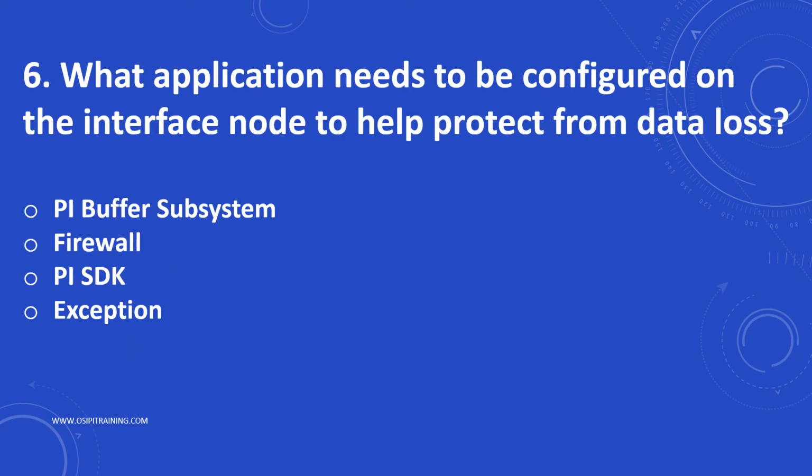What application needs to be configured on the interface node to help protect from data loss? So the options are PI buffer subsystem, firewall, PI SDK, exception. The answer would be PI buffer subsystem, which should be configured on the interface to prevent data loss.